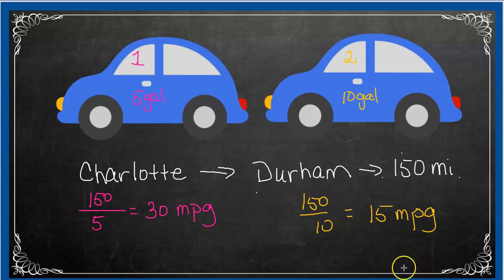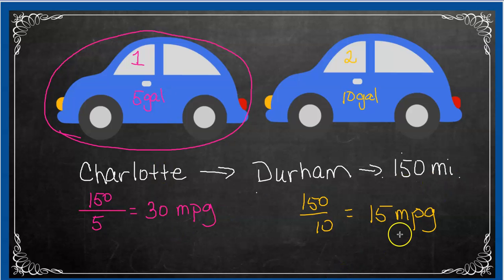So which one of you has the better car as far as how many miles you can go per gallon? Well, that would be you. That would be this car over here, because you used less fuel to go the same number of miles. Your car gets 30 miles a gallon. Your friend's car only gets 15 miles per gallon. So those are just a few examples of what unit rate might look like in real life.